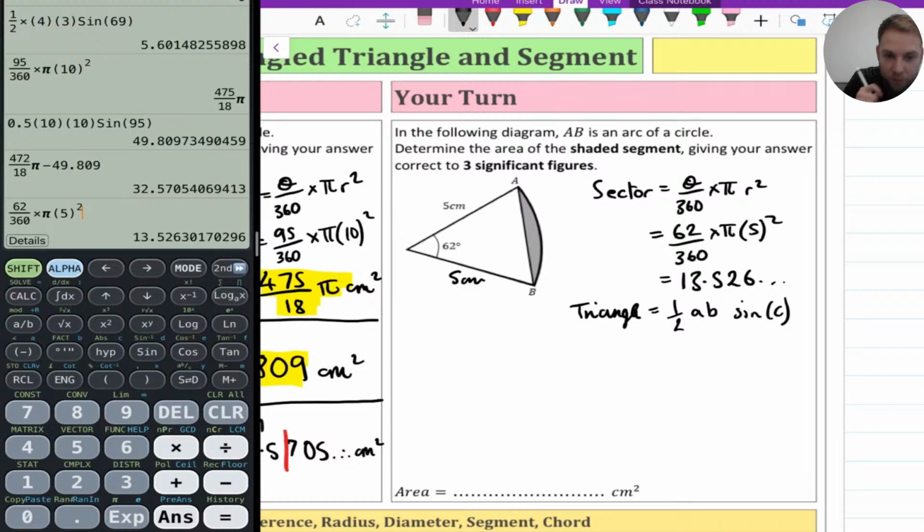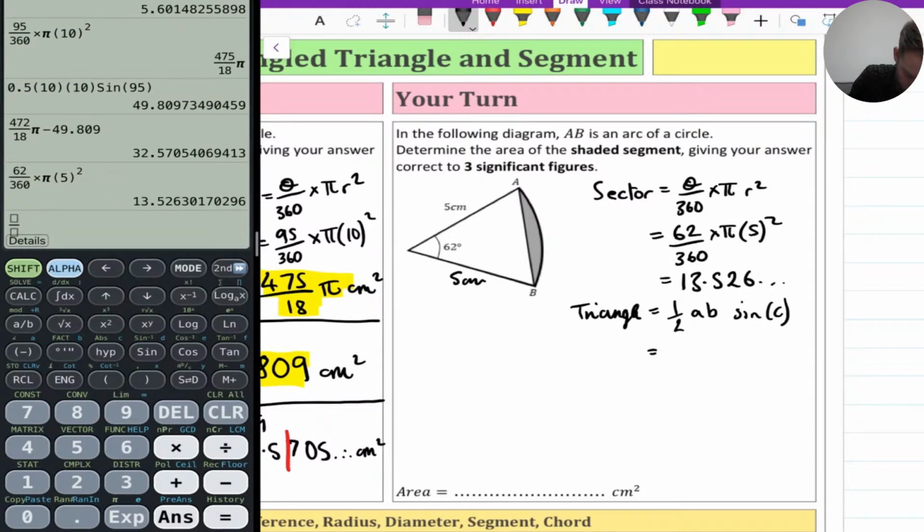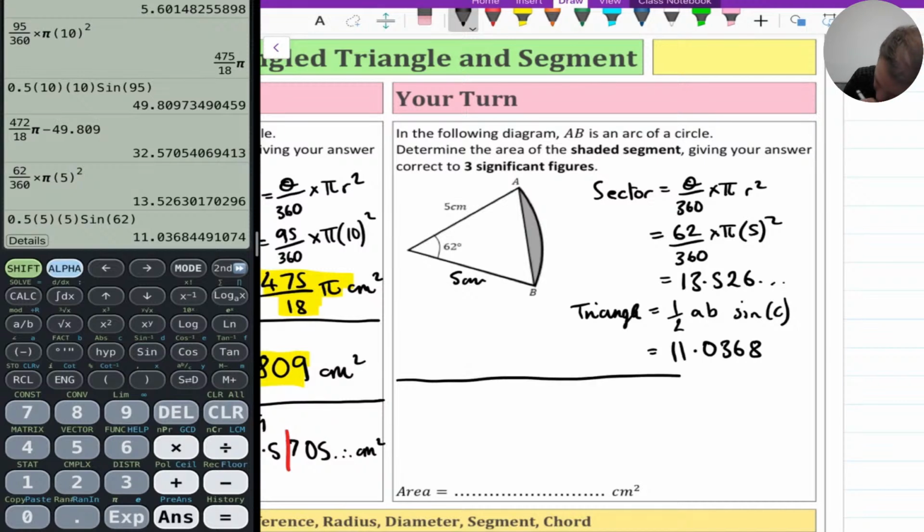So the area of the triangle is equal to a half ab sine of C. Remember, it's the two sides with the angle in the middle, which is equal to 0.5 times 5 times 5 sine of 62, which is 11.0368.